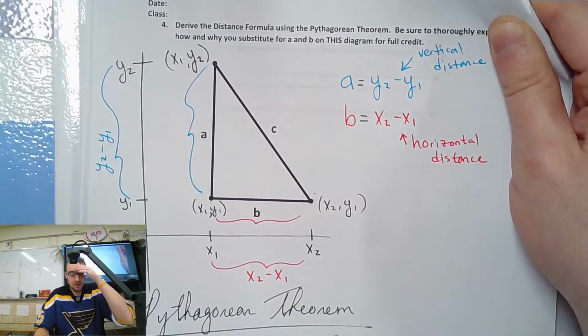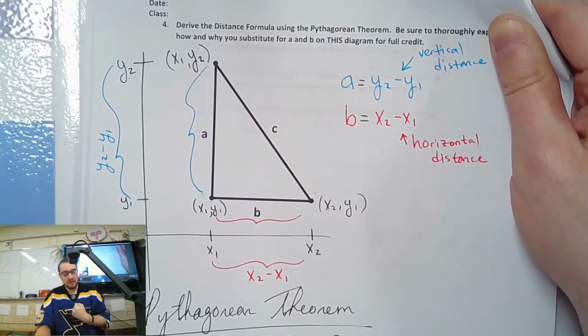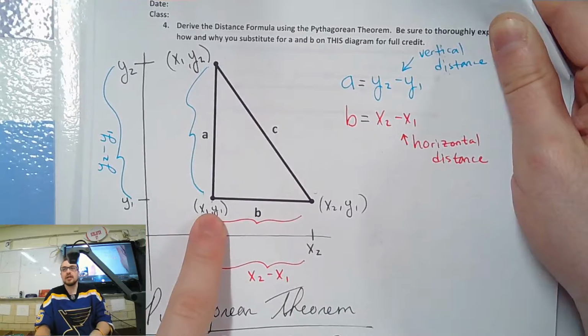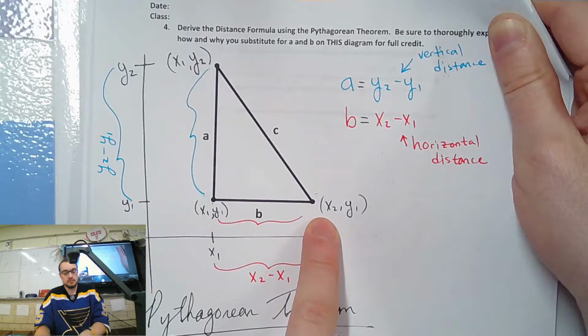That's it. So, label your coordinates. First thing, I drew a coordinate plane to help me out. So that's x1, y1 right here. So that's the coordinate right there. And then this is going to be x2, y1 here. Are we cool on that?